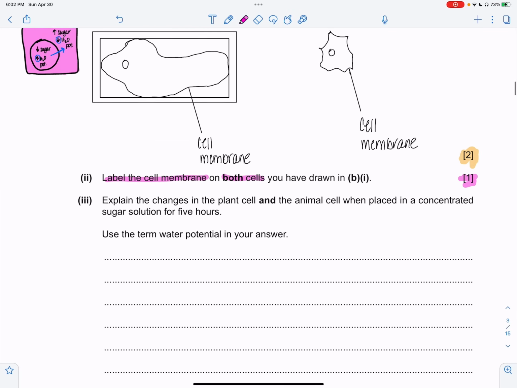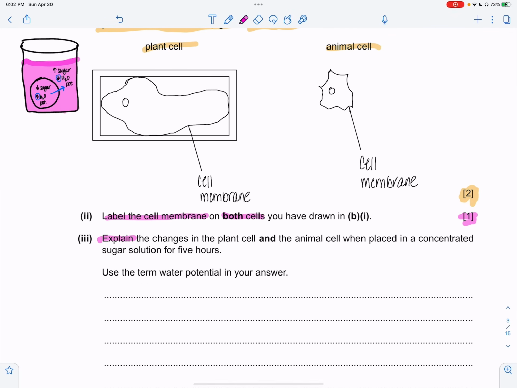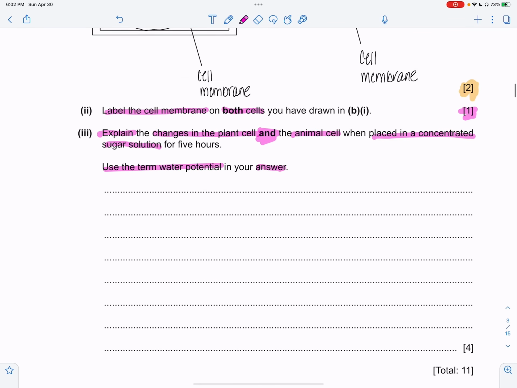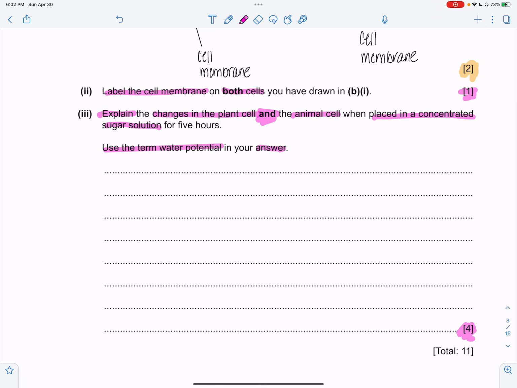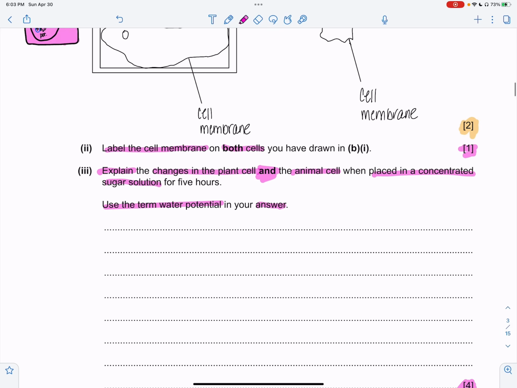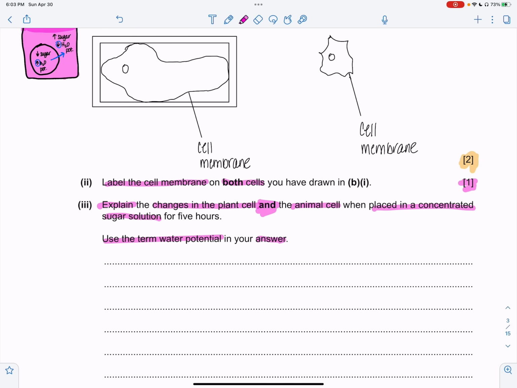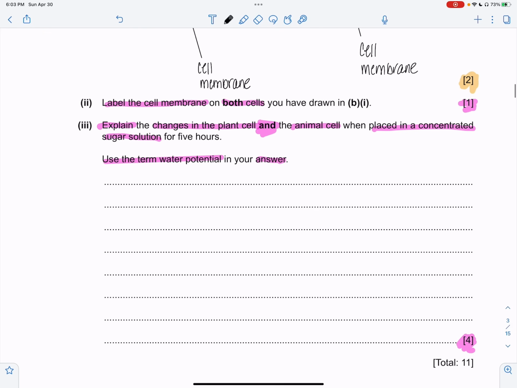All right, and then we need to explain what we wrote. So explain the changes in the plant and the animal cell when it was placed in the concentrated sugar solution. Use the term water potential in your answer. Sometimes I'll dumb it down for myself in my class and say water goes from where it's more fresh to where it's not as fresh. Now we're going to change the word from more fresh to higher water potential, and then not as fresh to lower water potential.